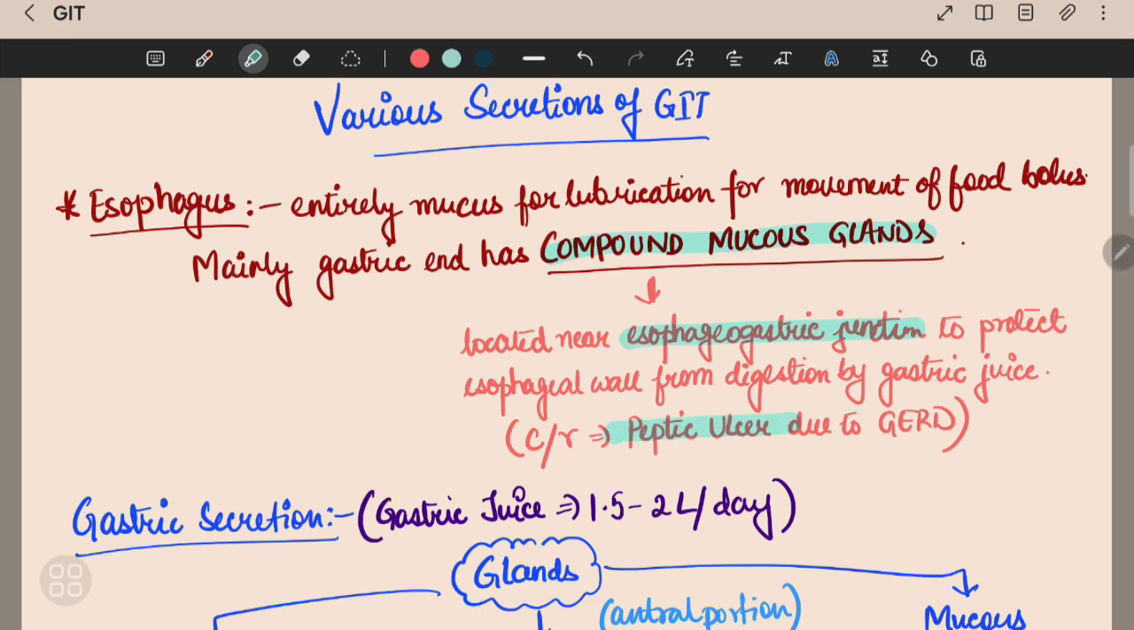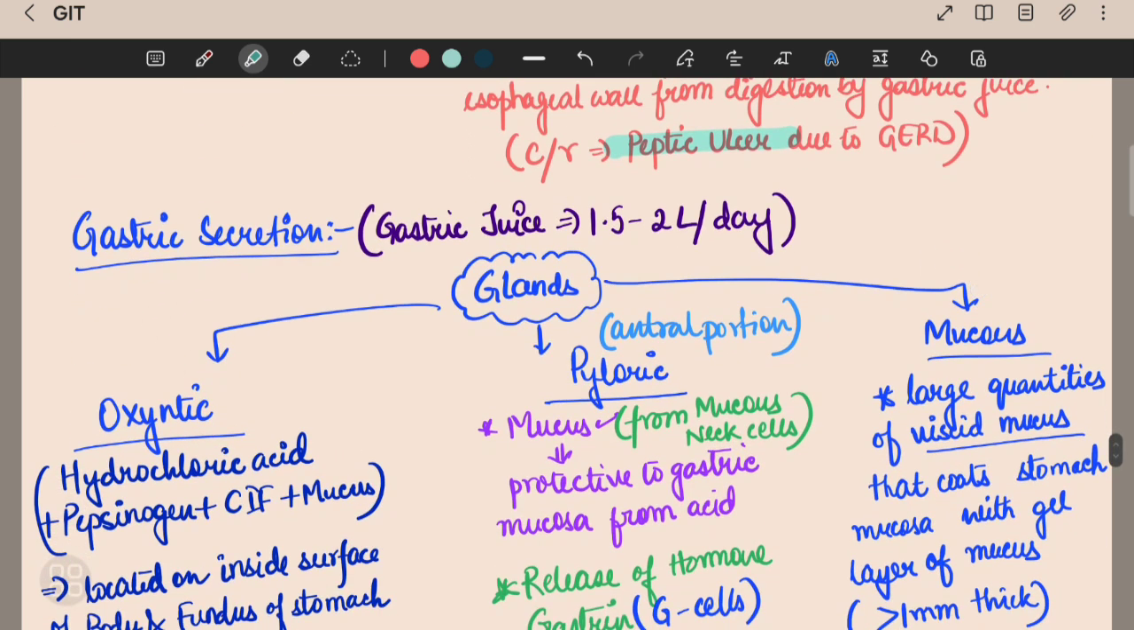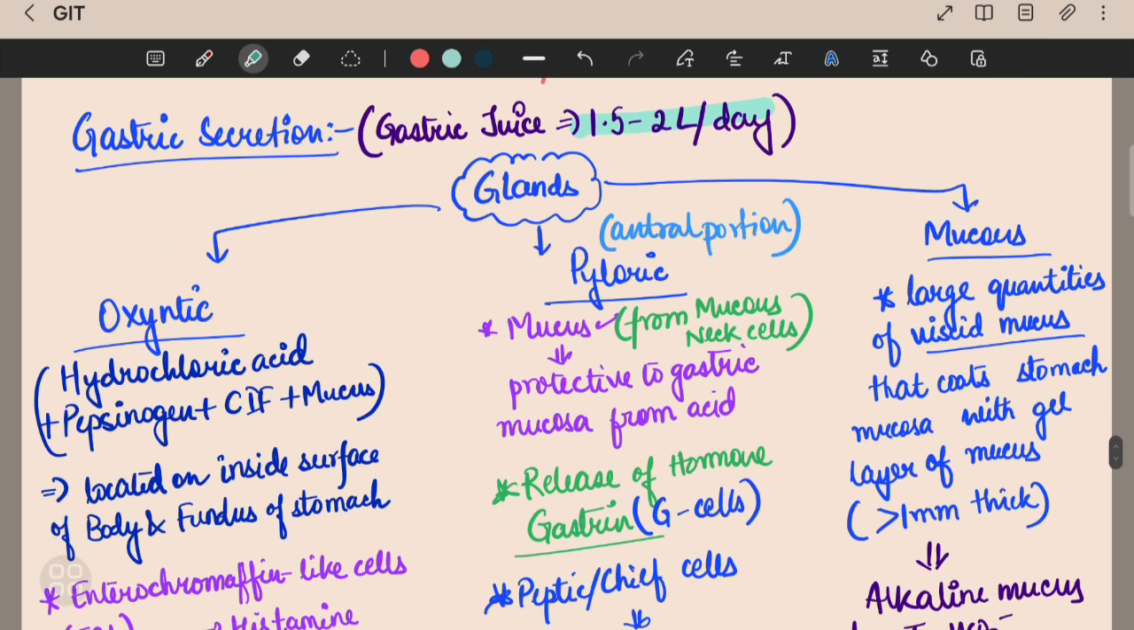So remember, is the digestion process stopping? No, saliva is present, so saliva will continue its digestion of carbohydrates into dextrin and alpha maltose, but of course any other types of digestion will not happen until the food bolus reaches the stomach. In the gastric secretion, which is produced approximately 1.5 to 2 liters per day, the glands I'm talking about are mainly the oxyntic glands and the pyloric glands.